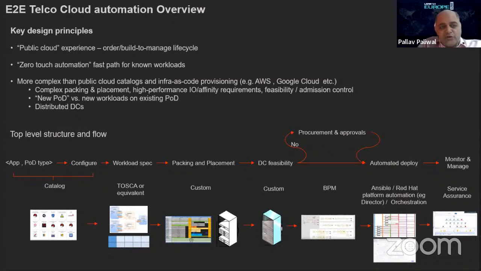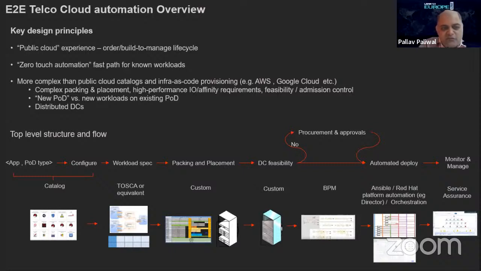So it's about distributed DCs. It's about when ORAN comes tomorrow and you have to deploy multiple sites of your DU. How are you going to do this planning? It can't be manual. It has to be automated, and that's where I'm trying to explain how the catalog functions.